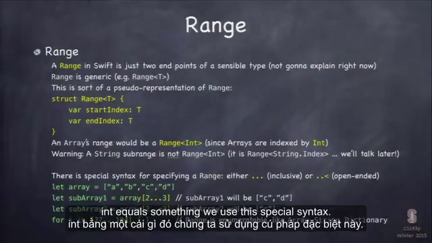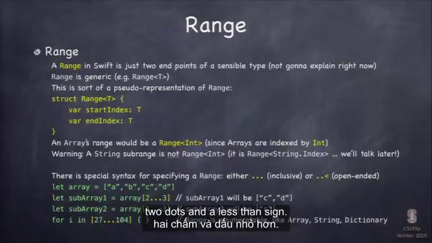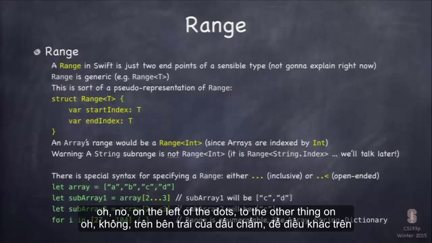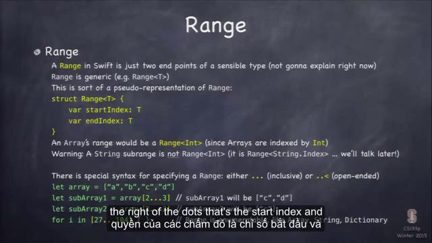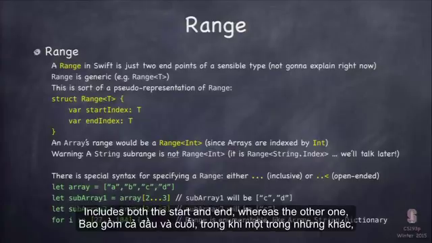We use this special syntax, and the special syntax is three dots, or two dots and a less than sign. The three dots mean a range from the first thing on the left of the dots to the other thing on the right of the dots. That's the start index and the end index, and it includes them both.